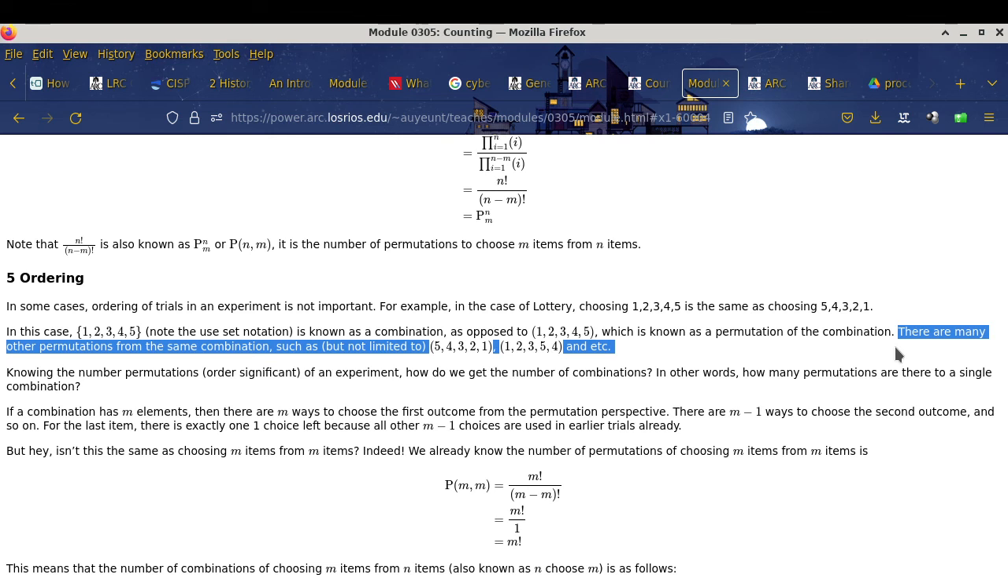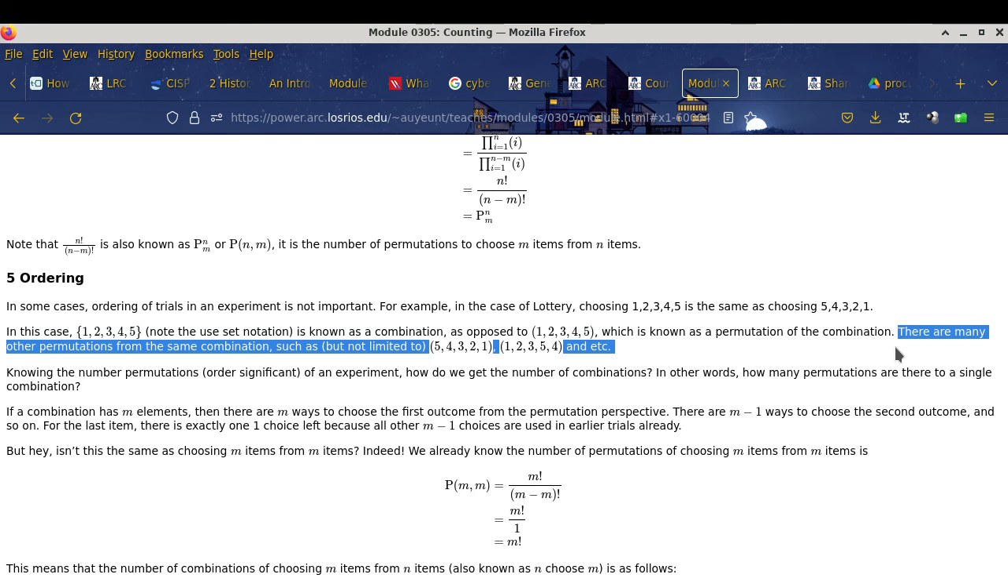So in this particular example, we have a combination of 1, 2, 3, 4, 5, which means how 1, 2, 3, 4, 5 is arranged in a set doesn't matter. So the question is, out of these 5 members, how many ways do I have to arrange them so that the ordering is important?